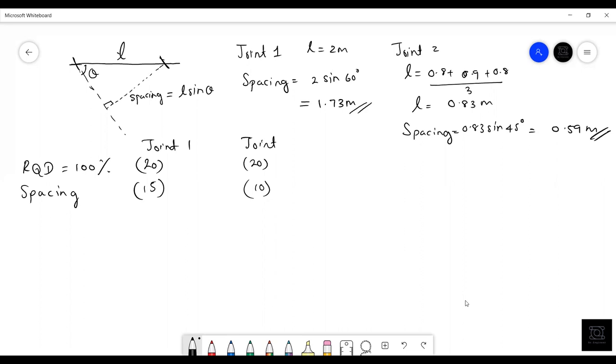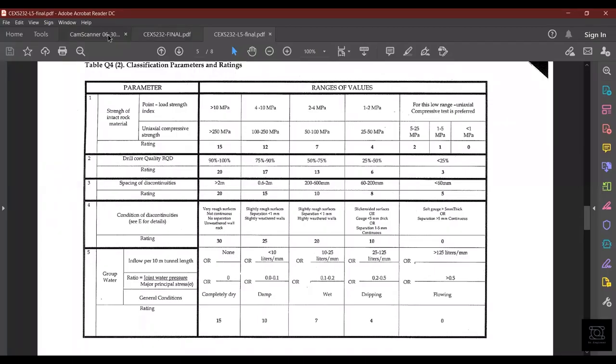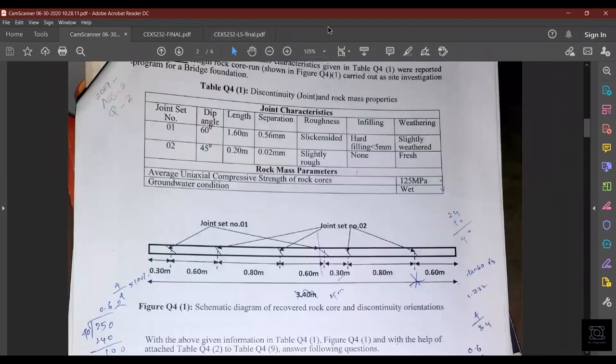Next is the spacing conditions. There is a different chart for this entire part. When it comes to spacing conditions, let's consider joint one. If you understand one, you can write the other one. So we'll move to the question. Here in the question, they have given some conditions: the length, that is 1.6, the separation 0.56, the roughness, the infilling, that is hard filling, and the weathering. For each of these five conditions, there are different RMR values.